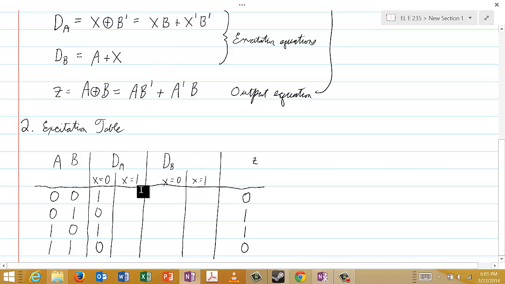And so we come down here, and we see that's easy. 0, 1, 0, 1. That's just setting d sub a equal to b whenever x is equal to 1. Okay? So I hope that you followed that.